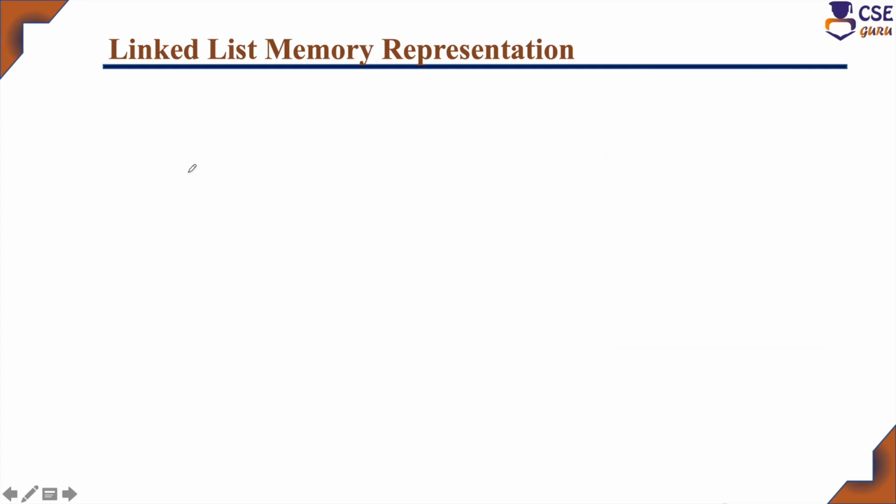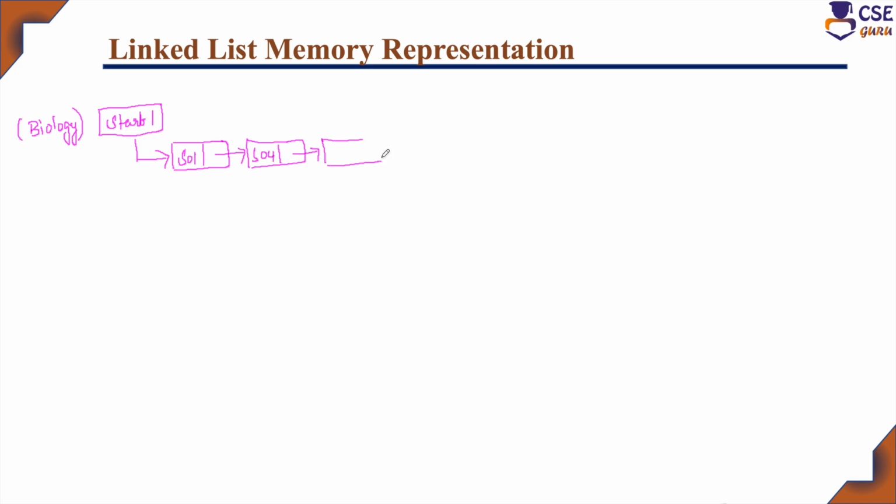For example, if I want to store two linked lists. The first linked list, we are considering it as start 1, and here I am going to store the student list, that is, the students belonging to the biology group. So here the student roll number is S01, and then the second student roll number may be S04, then the third student roll number is S07, and then S10. This is the last student. Now 4 students are opting for the biology group and the corresponding roll numbers are there. This will be considered as start 1.